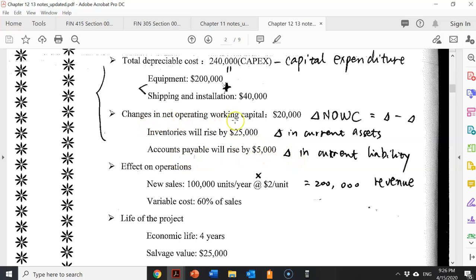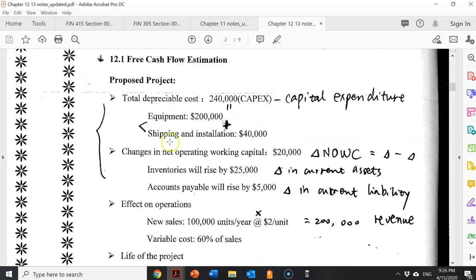So the change in net operating working capital, 20,000, delta NOWC, is the difference between the change in current assets and the change in current liabilities. Which means we have spent 20,000 in cash to purchase the inventories. So our initial capital expenditure is 240,000 spent on equipment and 20,000 spent on the inventories. If we add these two, it's our total initial cost spent on equipment and inventories.